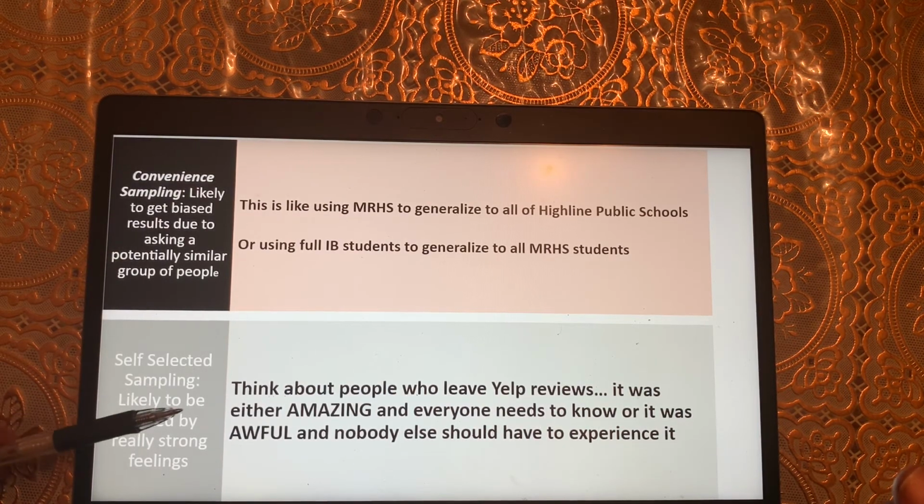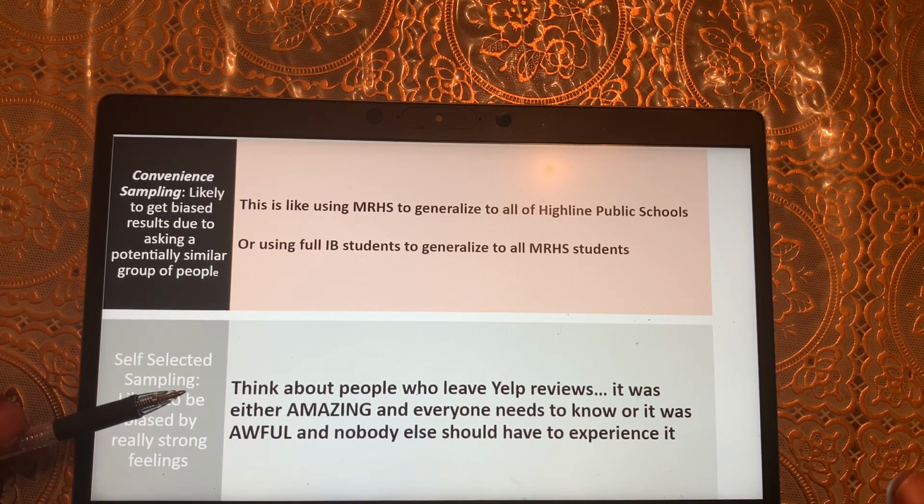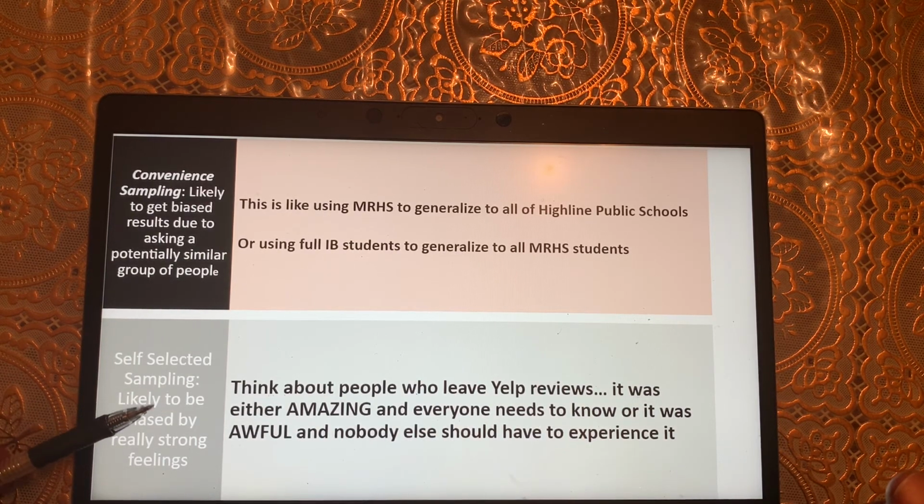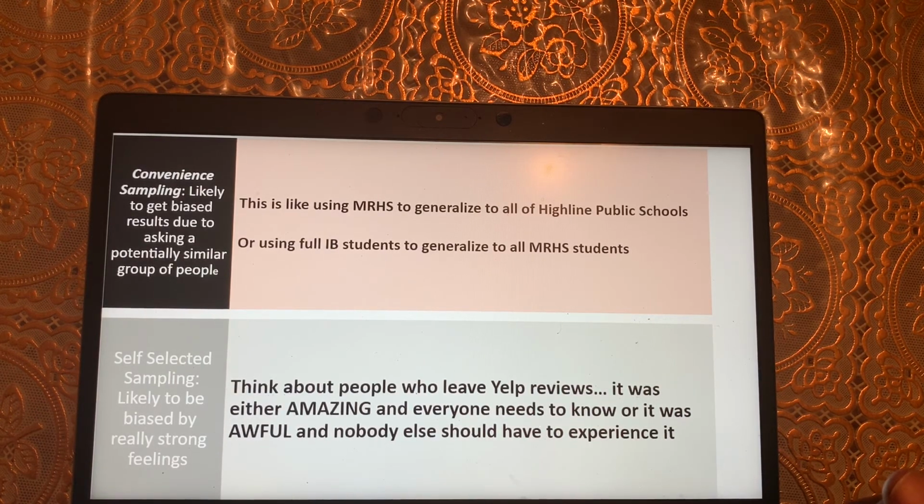Self-selected sampling is also likely to be biased, because think about people who leave reviews online. It was either amazing and everyone needs to know, or it was awful and nobody else should have to experience it. Such surveys are self-selected because specific people are just leaving their comments and reviews there. So it might not be the best way of generalizing. It can't be a good sampling method.